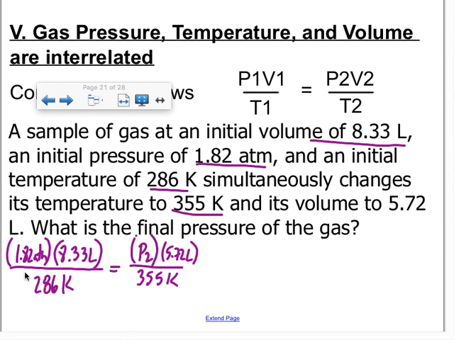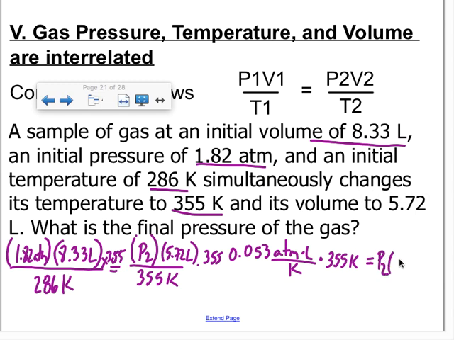Okay, so let's just do all this. 1.82 times 8.33 divided by 286. You get a kind of small number here, 0.053 atm times liter over Kelvin. Because we didn't cancel any units here, we want to make sure we have them all. And then over on this side, we're going to multiply by 355, both sides. Whoops, it's supposed to be 355. So times 355 Kelvin equals P2 times 5.72 liters.